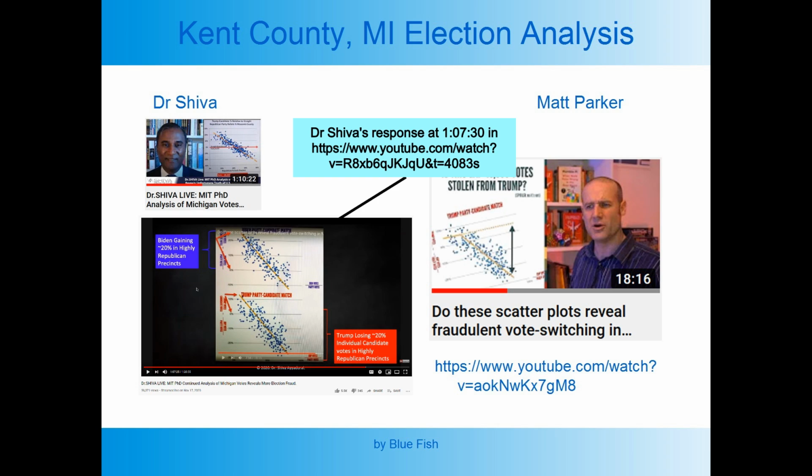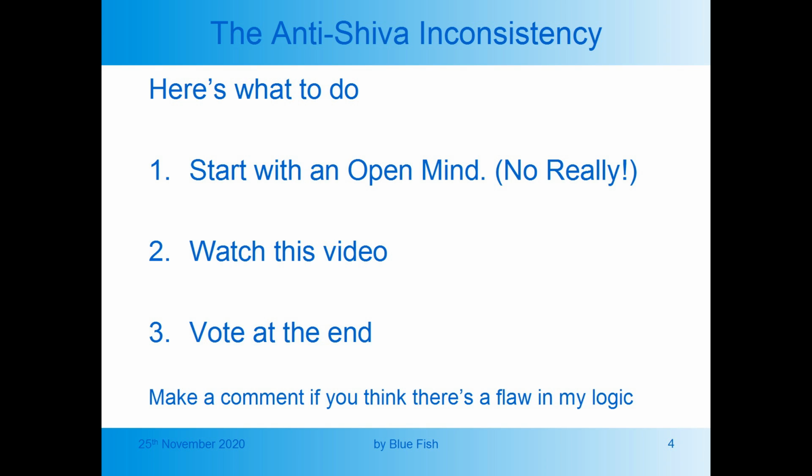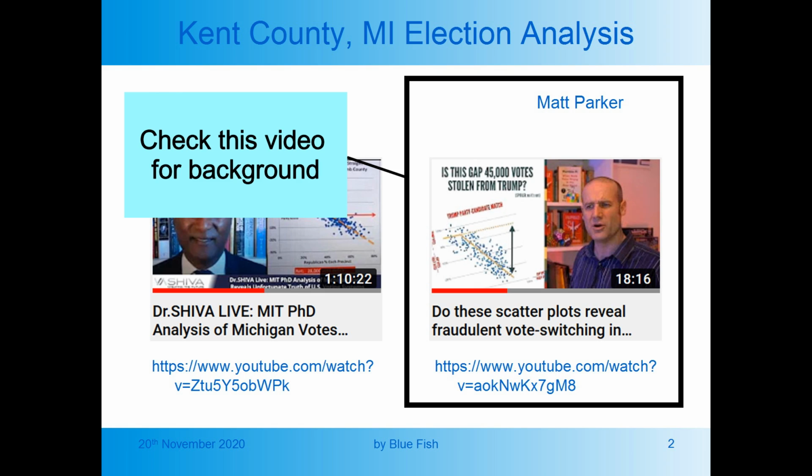In Matt's video, he did invite people to show him where he's wrong, so I thought I'd give it a go. What I'd like to do in this video is expand a bit on why I think Matt has misinterpreted the data, and then gauge everyone's opinion by getting viewers to like or dislike this video to show if you agree or disagree with me. Ideally, you would start with an open mind, watch this video and then vote at the end. Feel free to leave a comment also, especially if you see a flaw in my logic. If you're not already familiar with this subject and want a bit more background, check out Matt's video first.